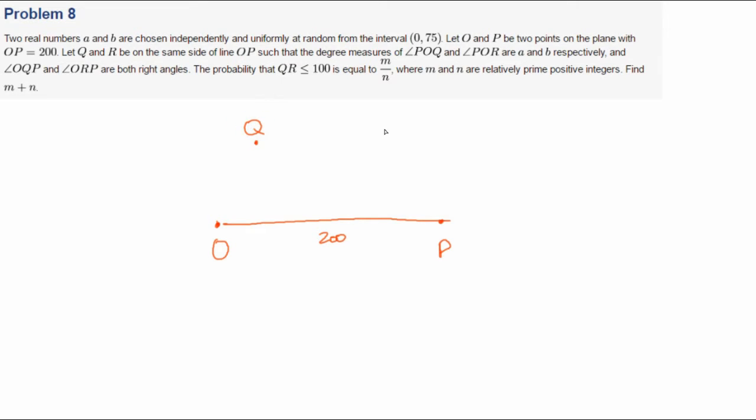So let's just say that is Q. Let's say that's R. Alright. These are right angles. And so it says POQ is A and POR is B. So the diagram looks like this.